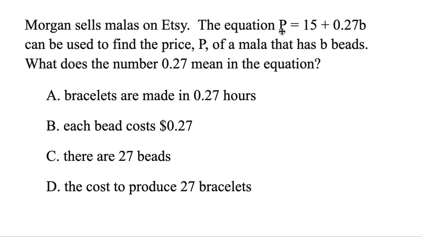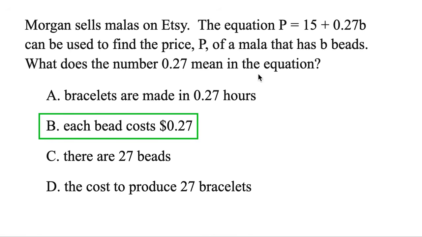This equation here represents the price of a mala that has B beads. What does the number 0.27 mean in this equation? Because the whole thing's the price, we're initially paying $15 plus 0.27 times the number of beads that we have. In other words, the price is going to go up that amount for every bead that we buy. Therefore, that is the price per bead, and that's it. And you could test it because a mala has 108 beads, so you could do 108 times that plus 15, and that'll give you the total cost there.